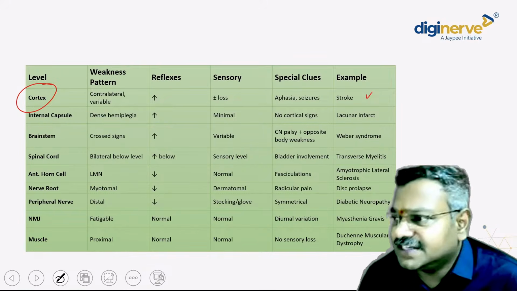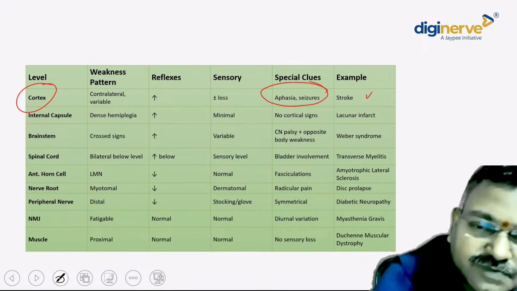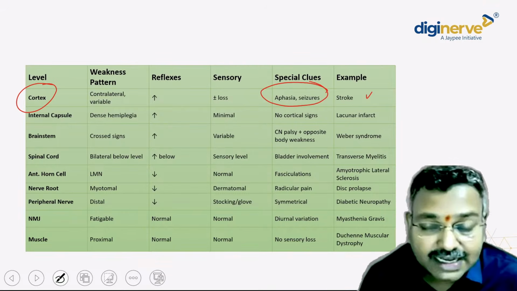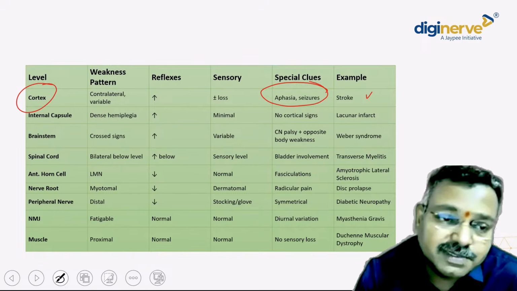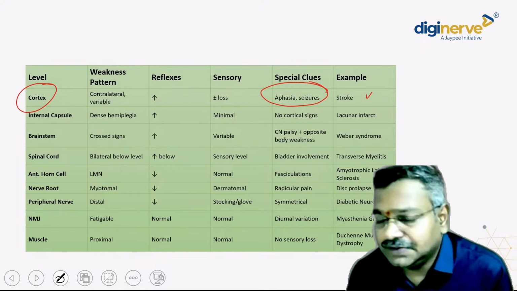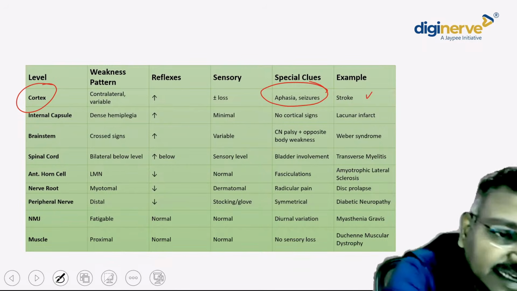Certain specific features that would always be there in a cortical lesion: if the dominant cortex is involved, you may have aphasia, you can have apraxias, as well as seizures on history. That will always be a feature of cortical involvement that you see. The second localization in stroke commonly seen is the internal capsule, the very important feature being dense hemiplegia.